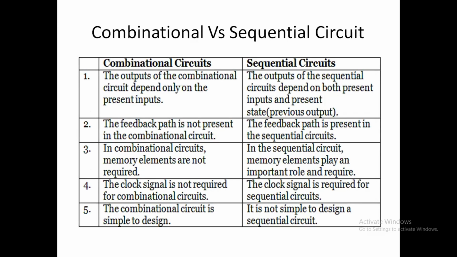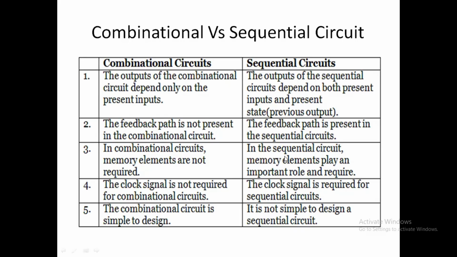So, what is the difference between the combinational circuit and the sequential circuit? In the combinational circuit, the output depends only on the present input. Examples of combinational circuits are logic gates, half adder, multiplexer, demultiplexer. While in the sequential circuit, the output depends on the present as well as the past output. In the combinational circuit, the feedback mechanism is not present, while in the sequential circuit, the feedback path is present. In a combinational circuit, memory elements are not required because it doesn't store the past value.